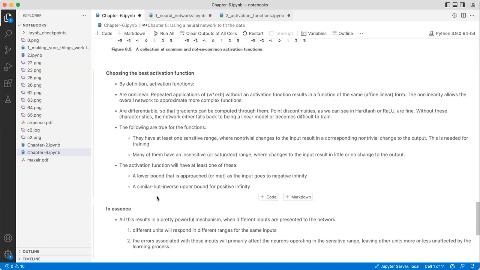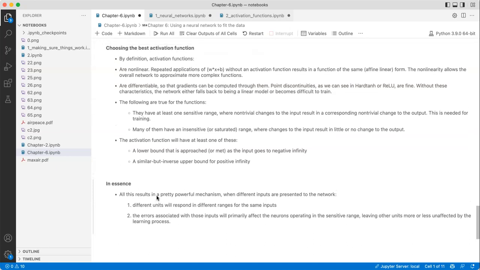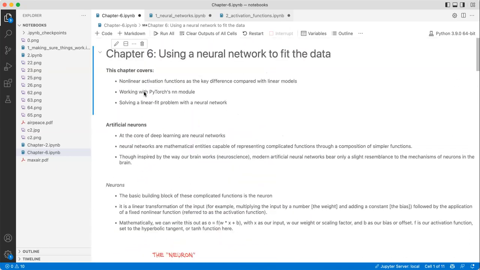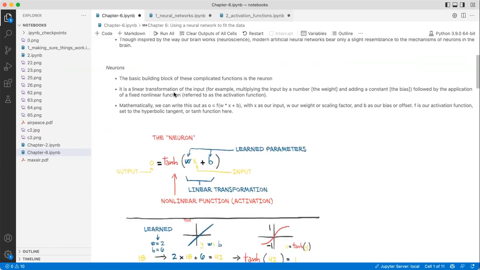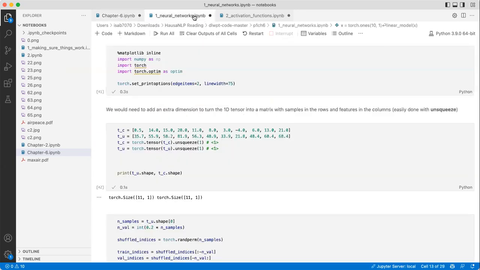Does anybody have anything to add? The next thing we are covering is working with the PyTorch nn module that we'll see in the code. Malam Shamsu? We are good. Okay, for me, I'm good.